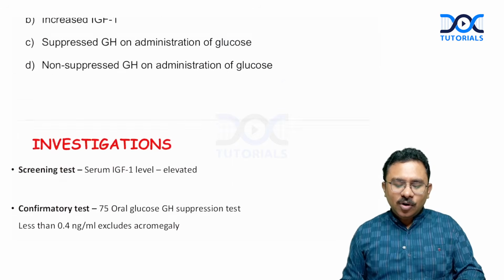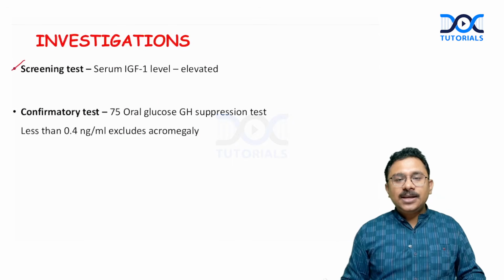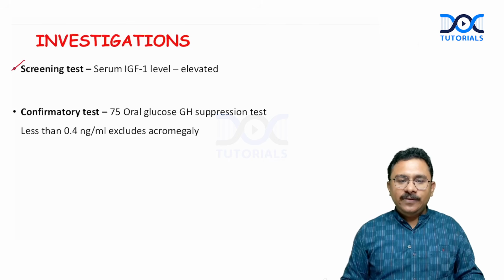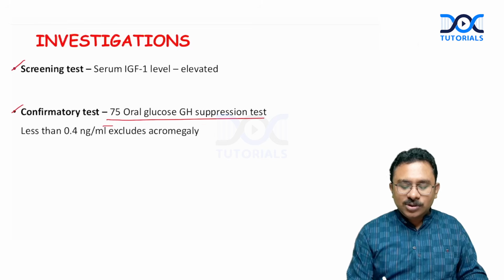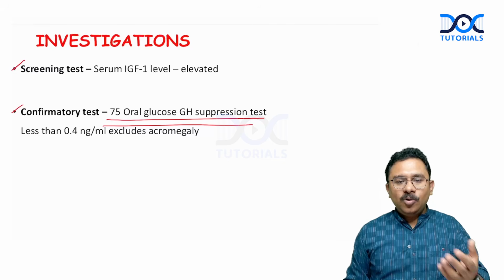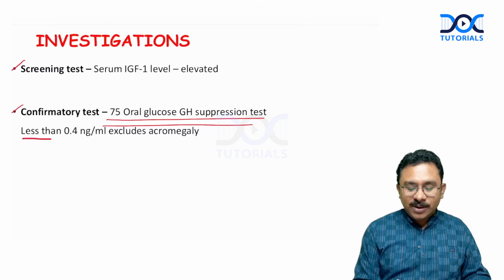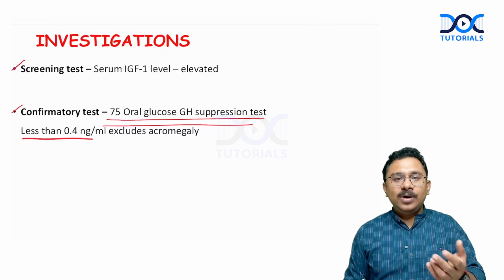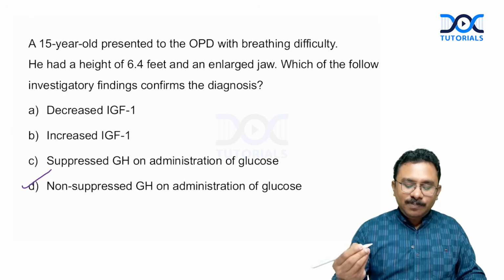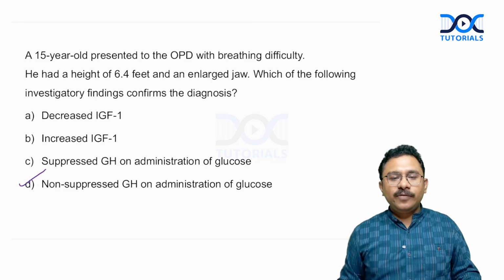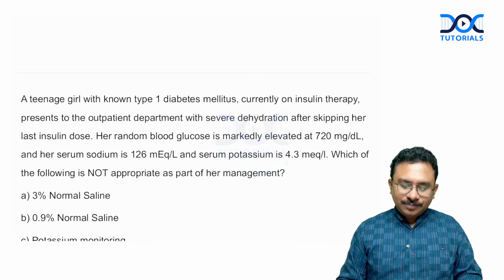So acromegaly, I've taught you in my lectures regarding the screening test and confirmatory test. The screening test is serum levels of IGF-1, which is elevated, and the confirmatory test is the 75 gram oral glucose growth hormone suppression test. So in case of acromegaly, you will not have suppression of growth hormone. And if at all there is a suppression to a level less than 0.4 nanogram per ml, it will exclude acromegaly. So a non-suppressed growth hormone on administration of glucose is going to be the answer for this question. Okay, right.